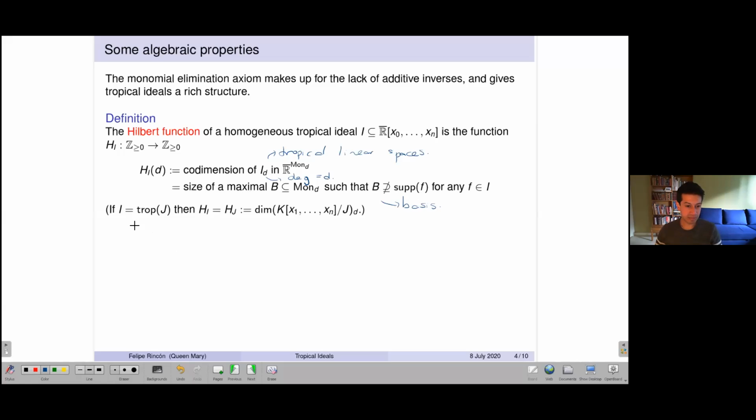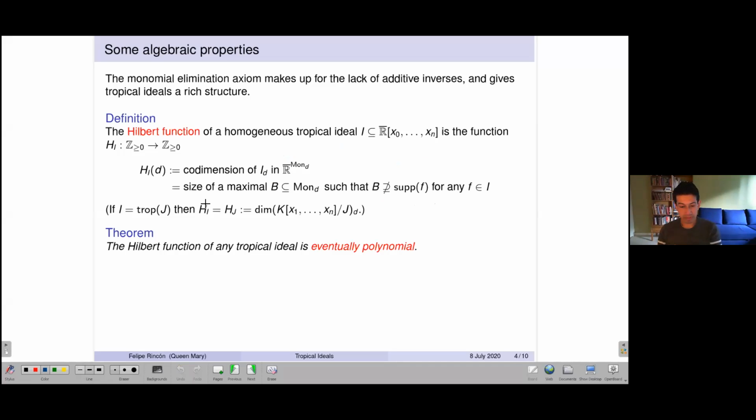So I should say that this notion that we're defining here of Hilbert function for a tropical ideal agrees with the notion of Hilbert function for classical ideals, in the sense that if you take the tropicalization of a classical ideal J, then the usual Hilbert function you have for the classical ideal, which is just measuring the codimension of the ideal inside the polynomial ring, is the same as the Hilbert function we define here for the tropicalization. So in some sense, this notion is extending the notion of Hilbert function for classical ideals to the non-realizable world as well, of non-realizable tropical ideals. So the first good thing is we have a very nice notion of Hilbert function for ideals.